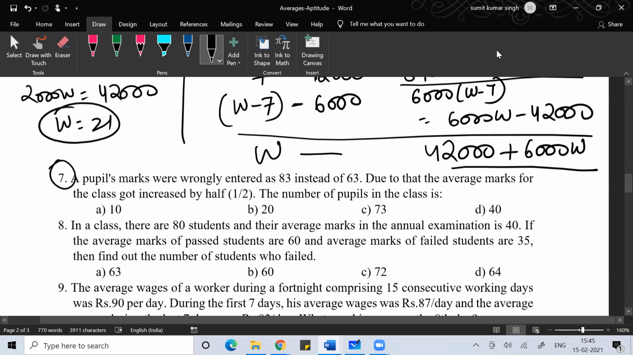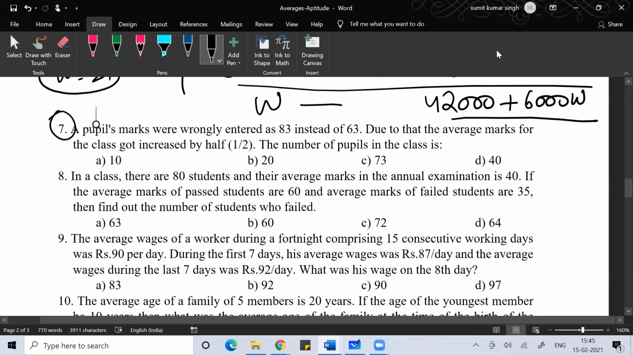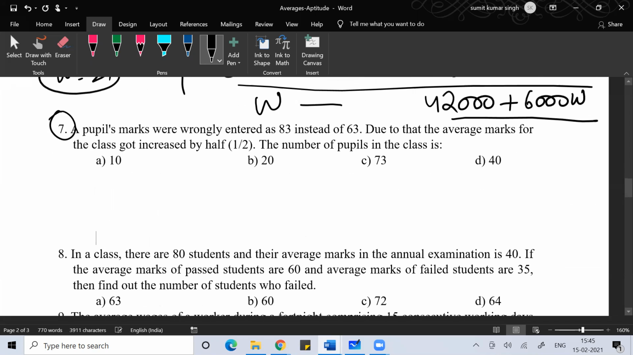Simple questions. Question number 7, again a very easy problem, but this question comes in many exams. I don't know why, but question number 7 is one of the favorite questions of many exams. So you can see in question number 7, a pupil's mark was wrongly entered as 83 instead of 63. So the correct value was 63, but wrongly it was entered as 83. Due to that, the average of the class increased by half. What is the number of people in the class?